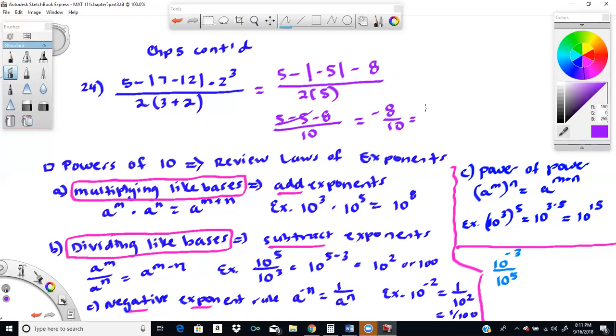You have to reduce all your fractions. 2 goes into both 8 and 10. So that's negative 4 over 5. Okay? And so that deals with some of the operations with signed numbers.